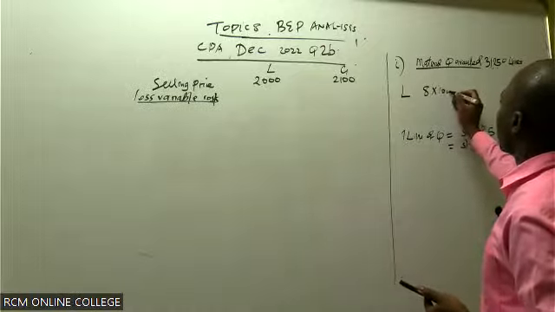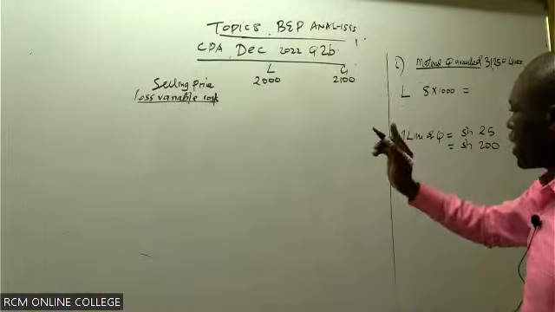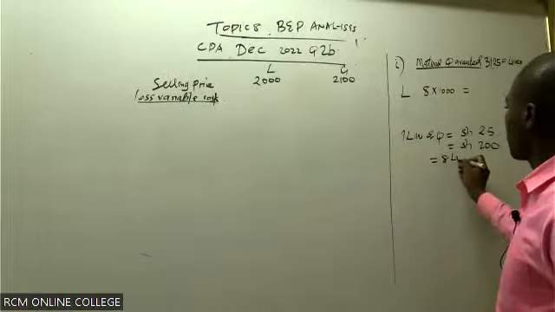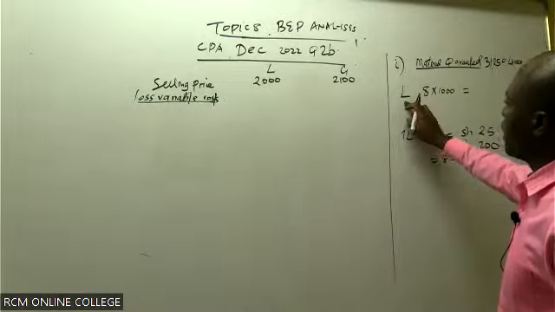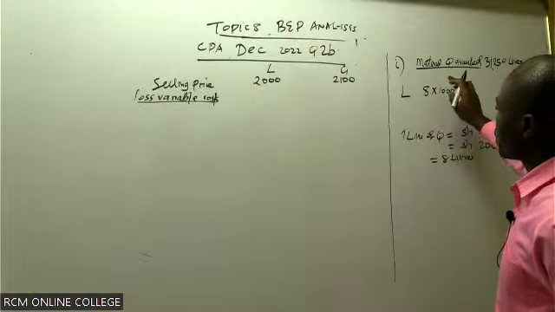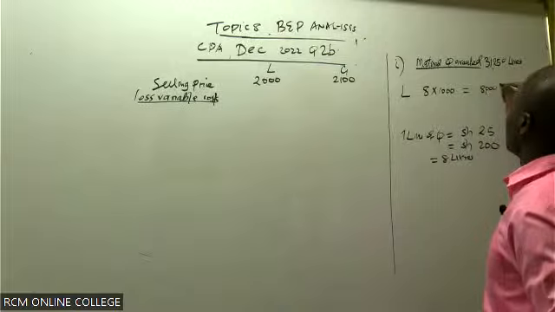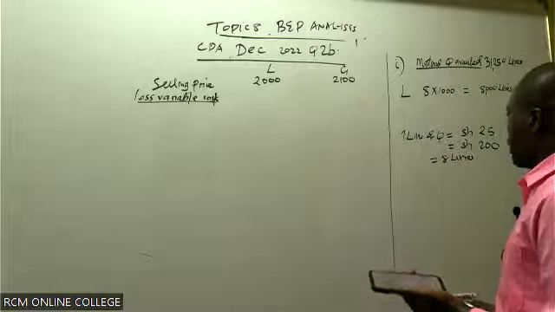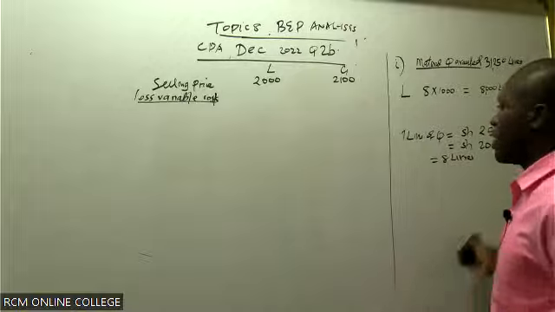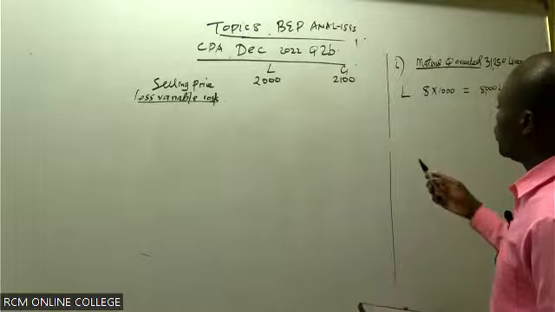1,000 units of L. So if we need 8 liters to produce 1 unit of L, and the market demands 1,000, it means we need 8,000 liters to produce all the units demanded by the market. That is product L. How about G?